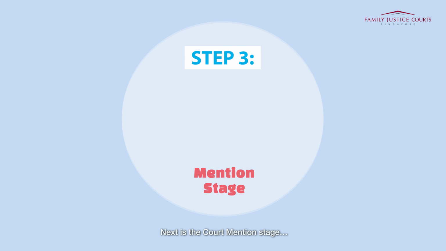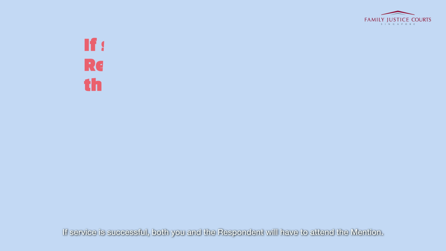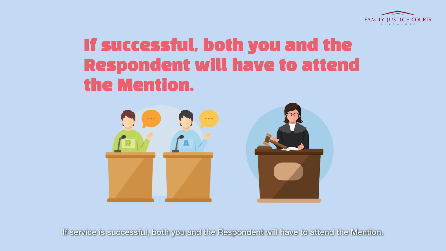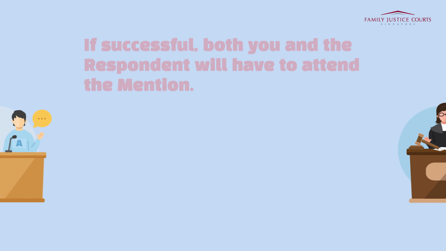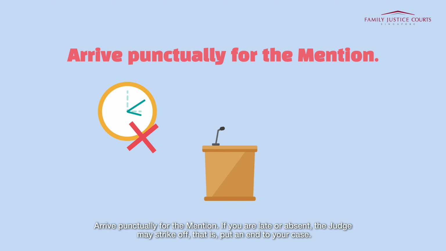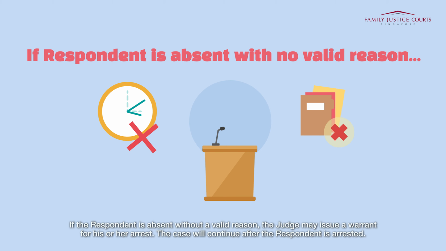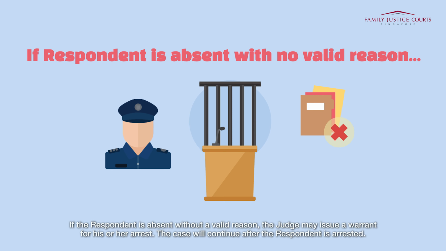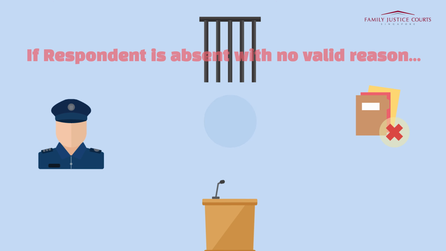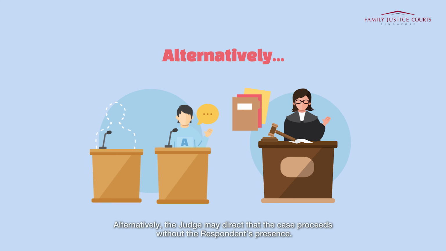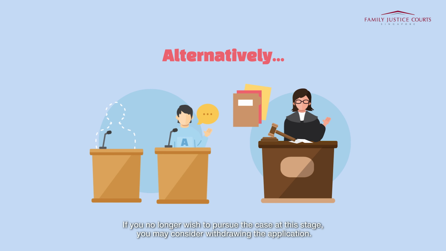Next is the court mention stage. If service is successful, both you and the respondent will have to attend the mention. Arrive punctually for the mention. If you are late or absent, the judge may strike off, that is, put an end to your case. If the respondent is absent without a valid reason, the judge may issue a warrant for his or her arrest. The case will continue after the respondent is arrested. Alternatively, the judge may direct that the case proceeds without the respondent's presence. If you no longer wish to pursue the case at this stage, you may consider withdrawing the application.